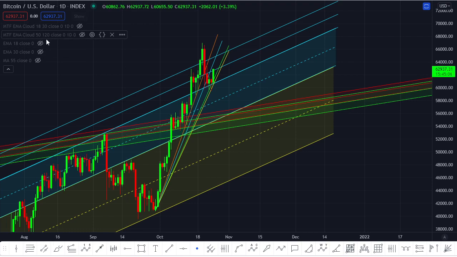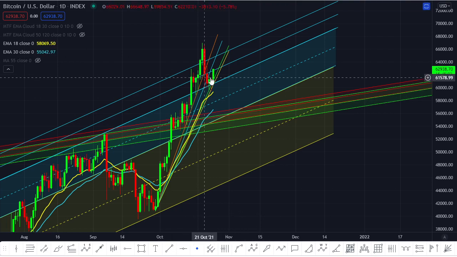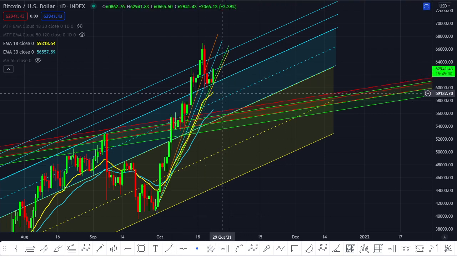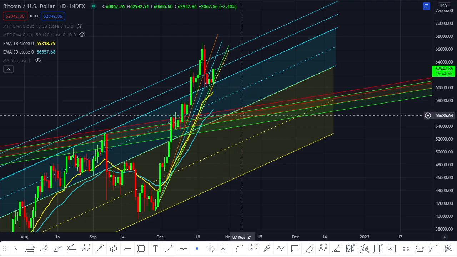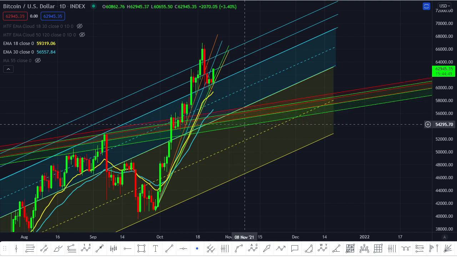It is overextended from the EMAs, from the daily EMAs, and you can see right now where they are coming in at this area around 59. We did test one yesterday around 59, which is that 18 EMA on the daily, but that 30 EMA on the daily, that's where your major corrections come in. That's coming in around 56k, which is what we were talking about earlier.